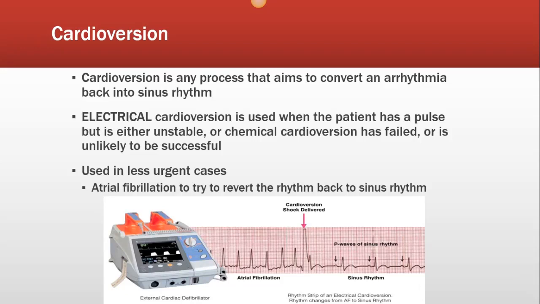And that's when a patient has a pulse, but it's either unstable or the chemical cardioversion has failed and really is unlikely to be successful. So we're not going to keep trying to give drugs, since it's not really working. It's oftentimes used in less urgent cases. AFib may be an example when we're trying to revert a person or cardiovert them back into normal sinus rhythm. So they may elect to do cardioversion.